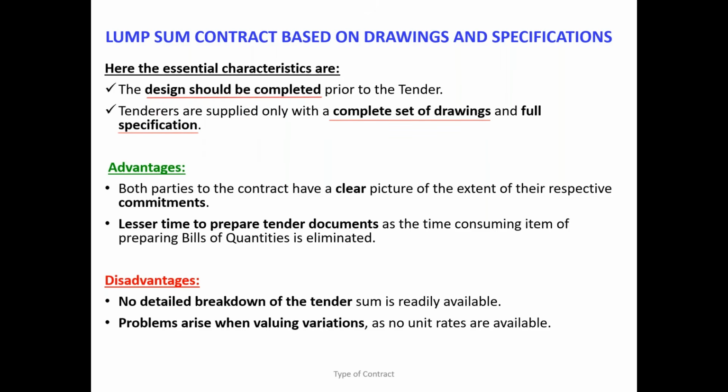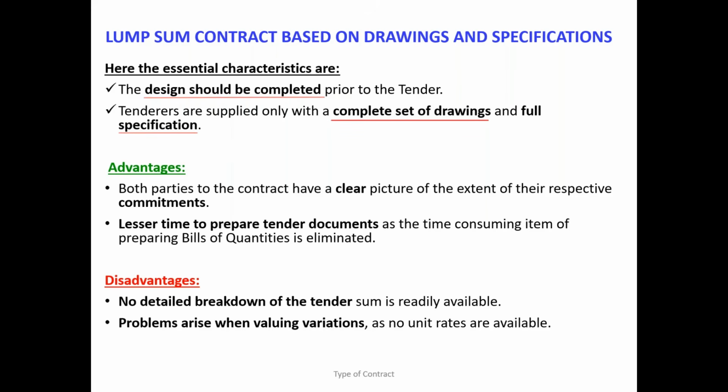Therefore, what is the lesson learned here? Lump sum contract based on drawing and specification. What is the big lesson learned here? What is the lesson learned? Everybody, what have we learned from here? What is the problem here? Absence of the BOQ. That is a problem, right? We have to have the BOQ.